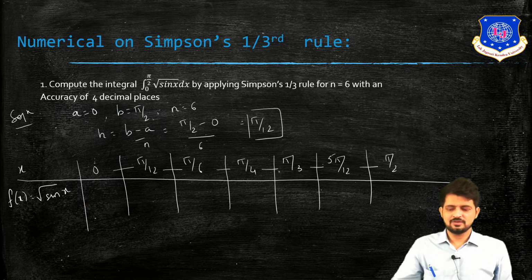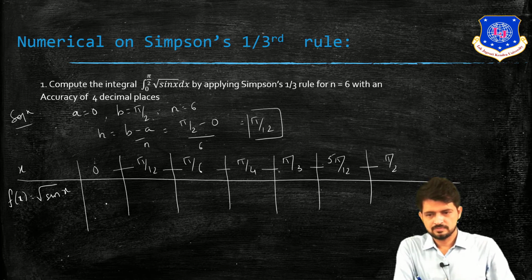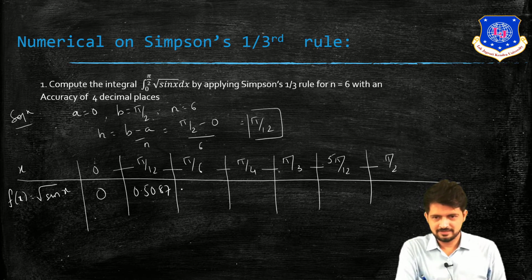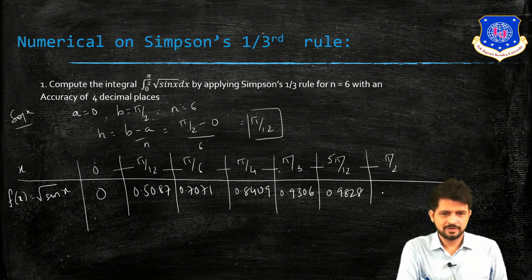So I am placing all of these values. What is the value of sine 0? Sine 0 is 0, so I am writing 0 here. Under root sine pi by 12 is 0.5087. Okay, then 0.7071, 0.8409, 0.9306, 0.9828, and the last value will be 1.